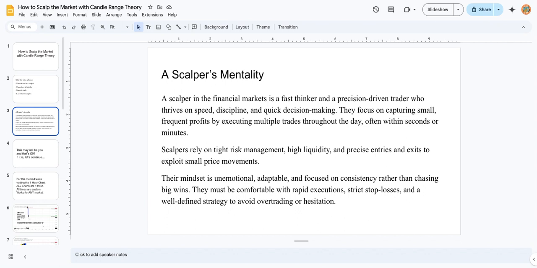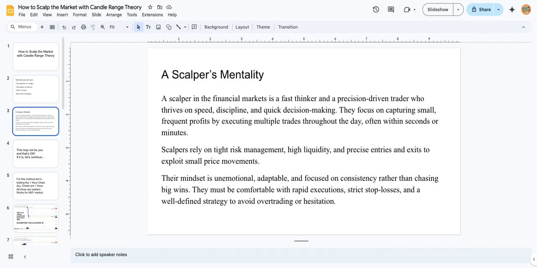But what is a scalper? A scalper is a person who's going to be a fast thinker. They're big on sniper entries. They have a lot of discipline. That's the main thing I want to stress here, discipline. They do not let any losses get to them. They have really tight risk management, and they have precise entries and precise exits.